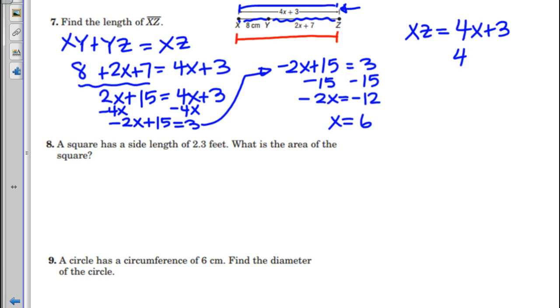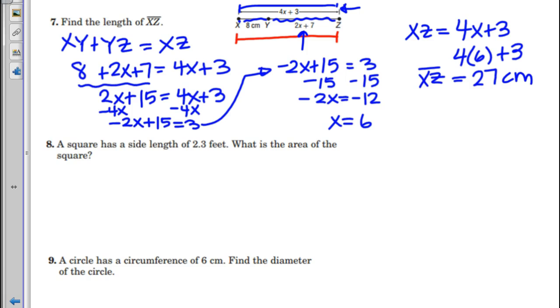So when x is 6, 4 times 6 is 24, plus 3 is 27. So the length of XZ is 27 centimeters. Now, you could also plug it in here and add 8 to it when you finish. So 2 different ways to do that.